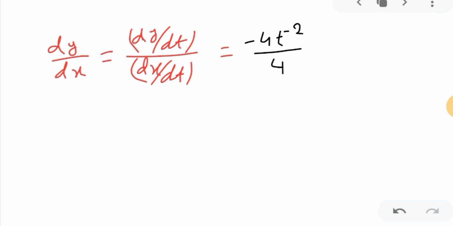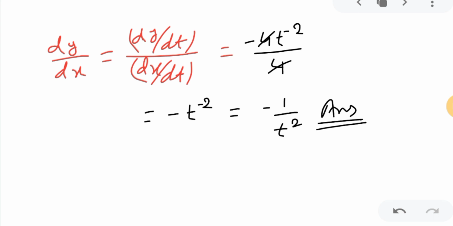Okay, so now if I simplify, then 4 will cancel. It will be minus t to the power minus 2, correct? So minus, and t to the power minus 2 you can write as 1 upon t square. So this will be your final answer, minus 1 upon t square. This will be your final answer, correct?